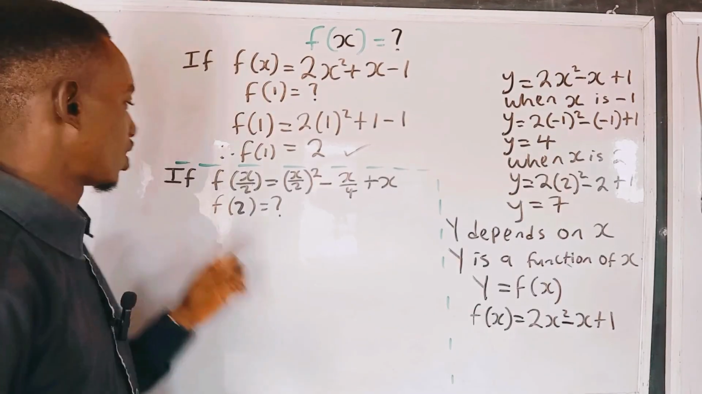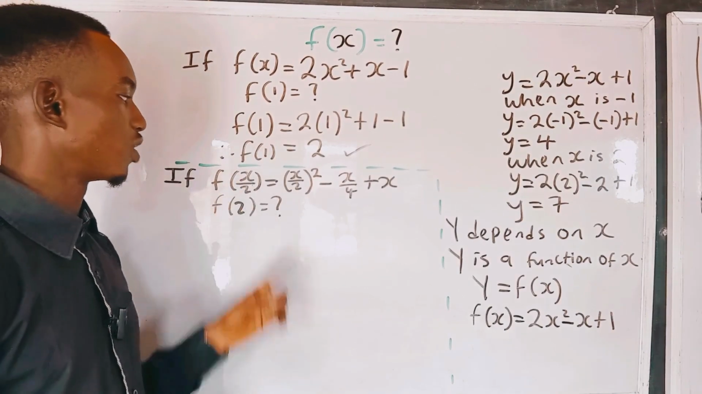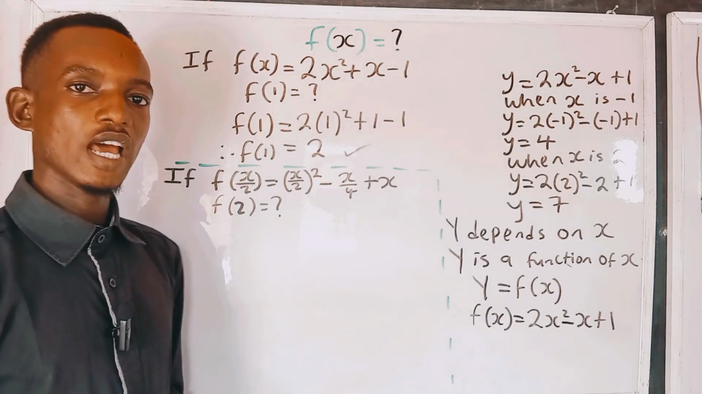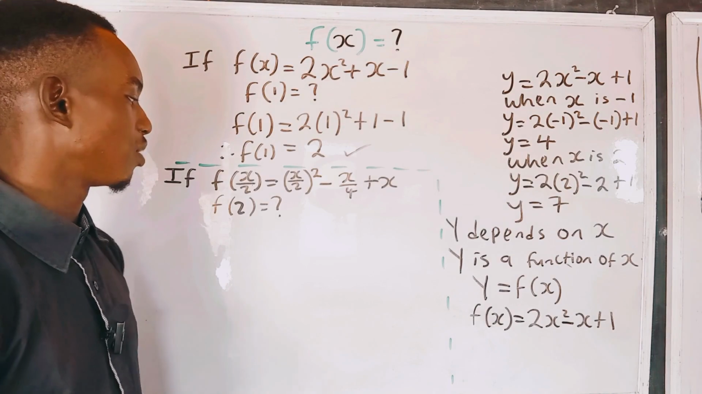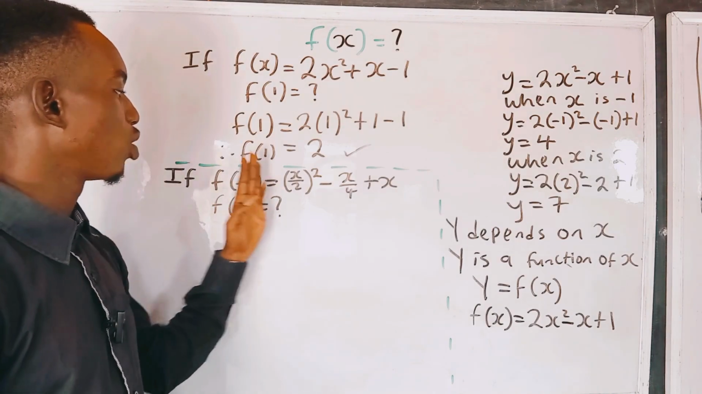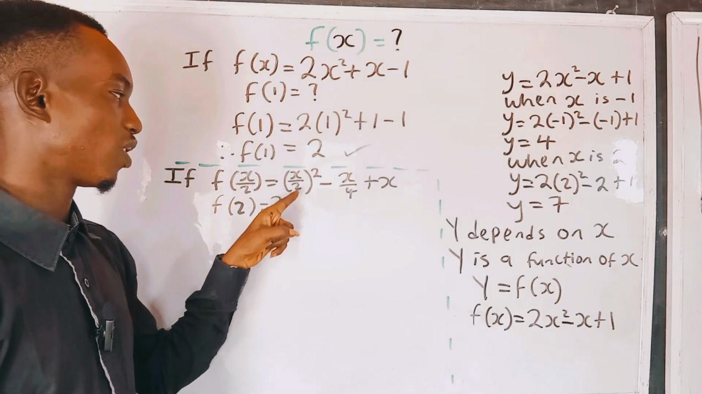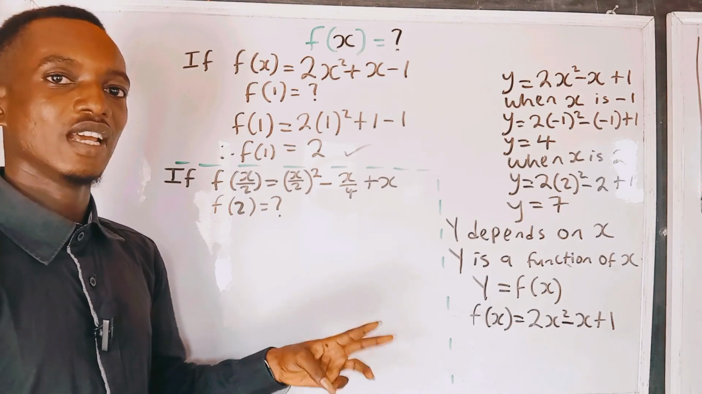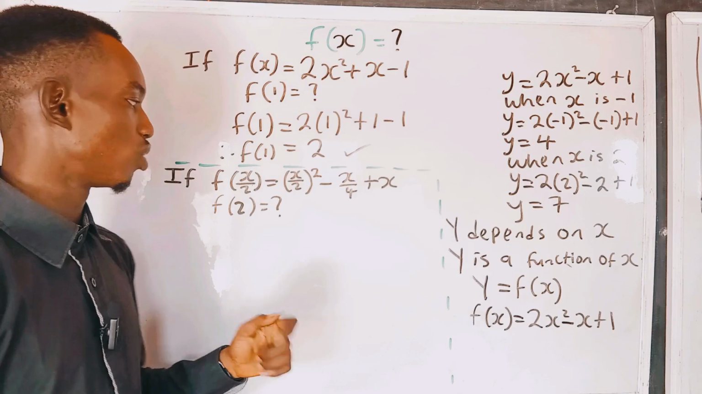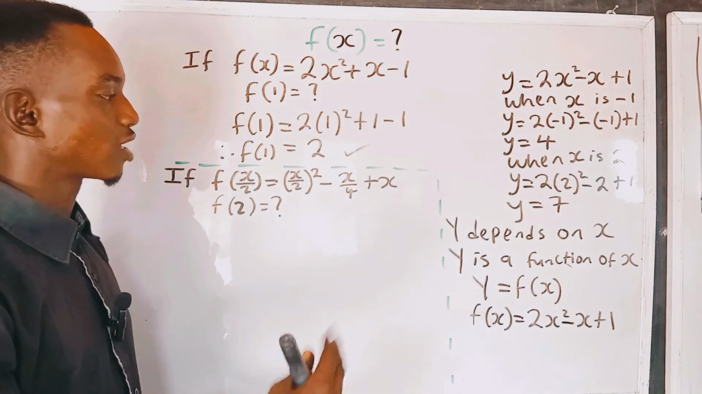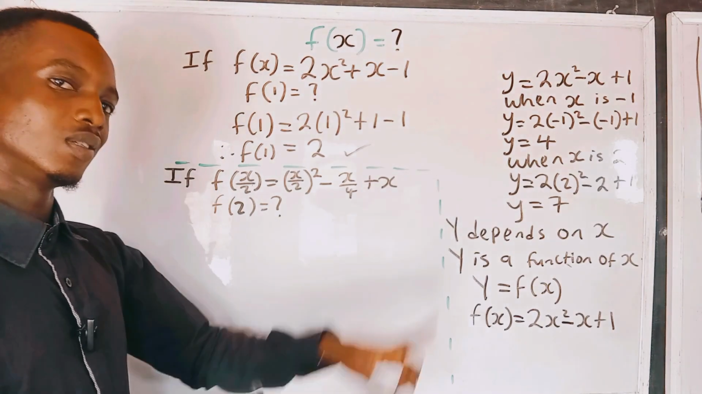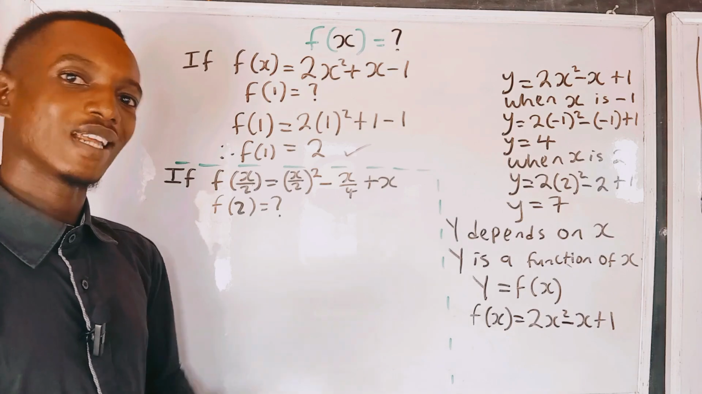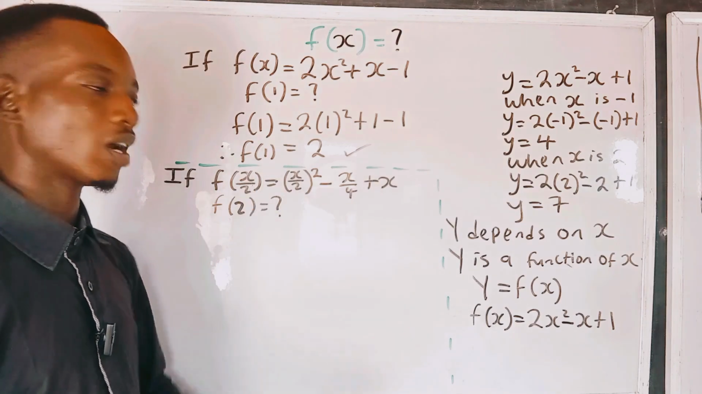This question says that if f of x over 2 equals x over 2 squared minus x over 4 plus x, find f of 2. Now, what this equation is telling us is that the value of the left hand side directly depends on the value of x over 2 at the right hand side, not x over 4, not x. It directly depends on the value of x over 2 at the right hand side. So whatever x over 2 is at the right hand side is going to determine what y is going to be directly, not just what x is. What x over 2 is, we determine it directly.